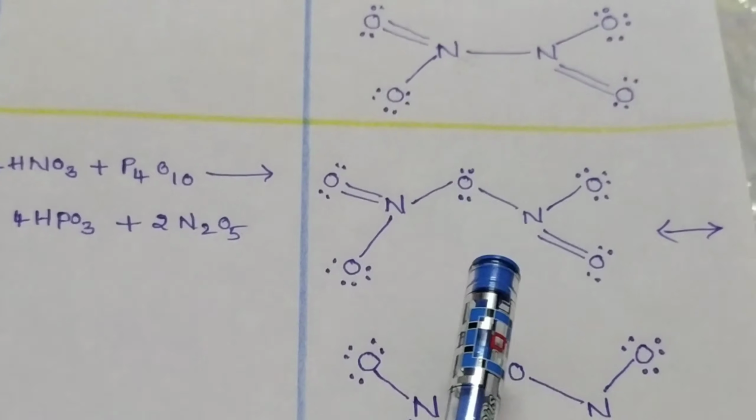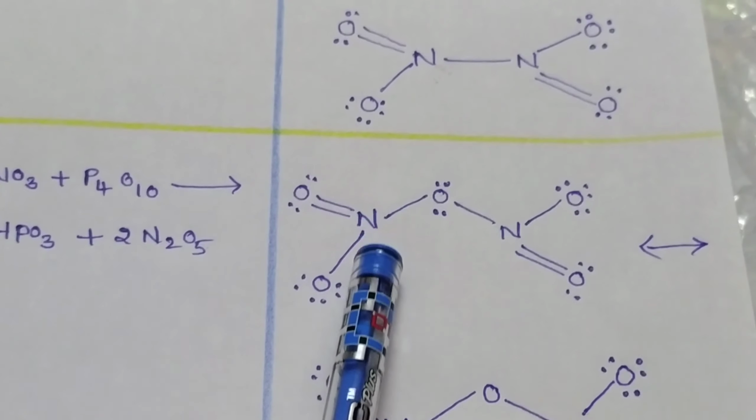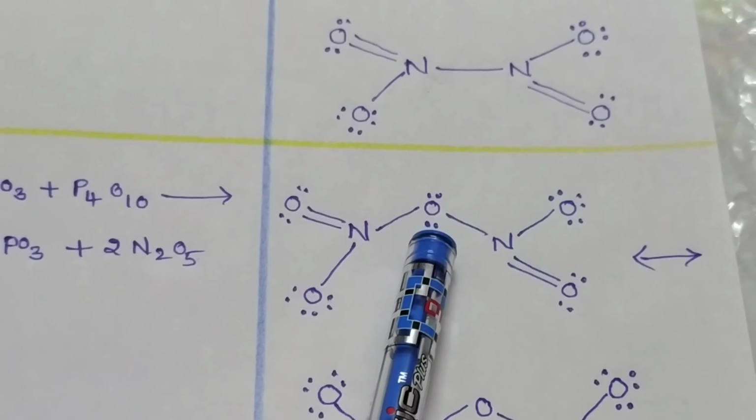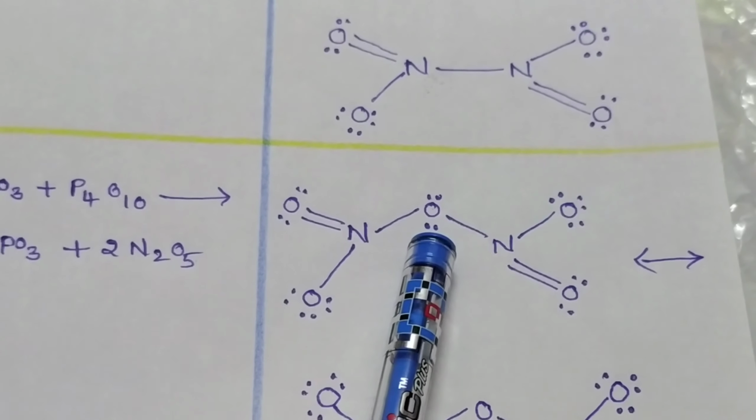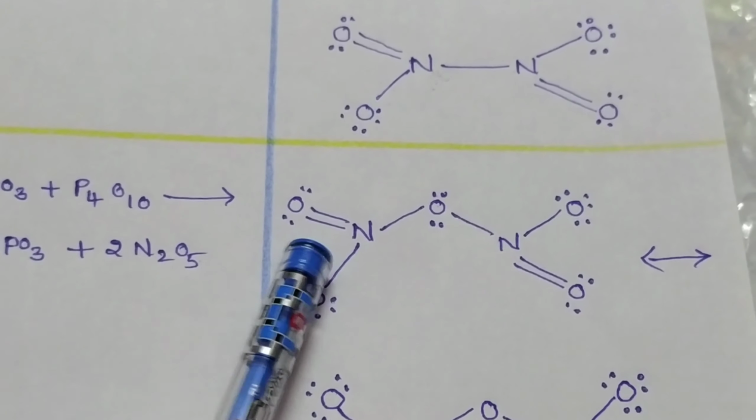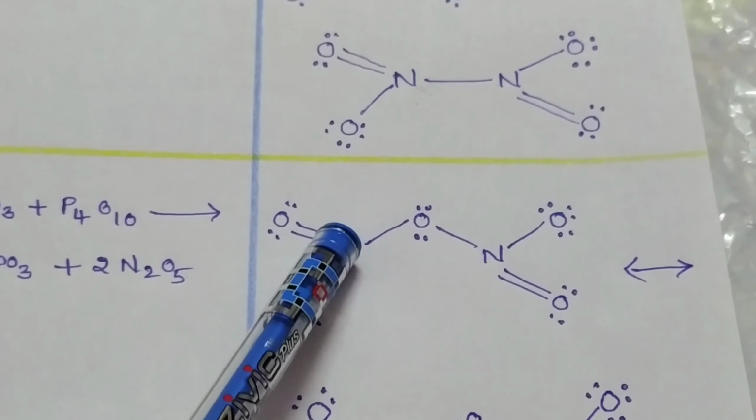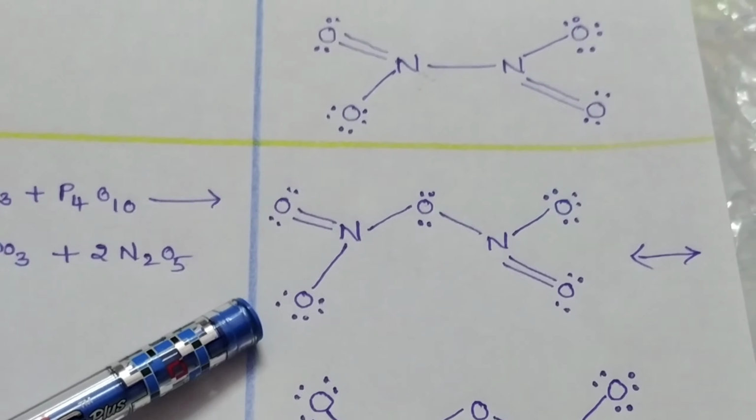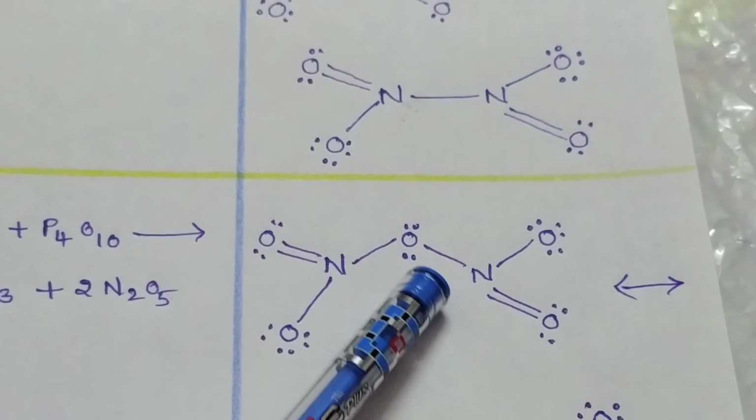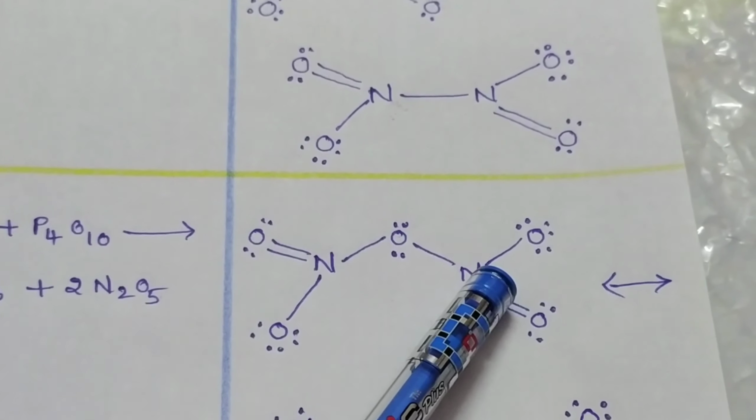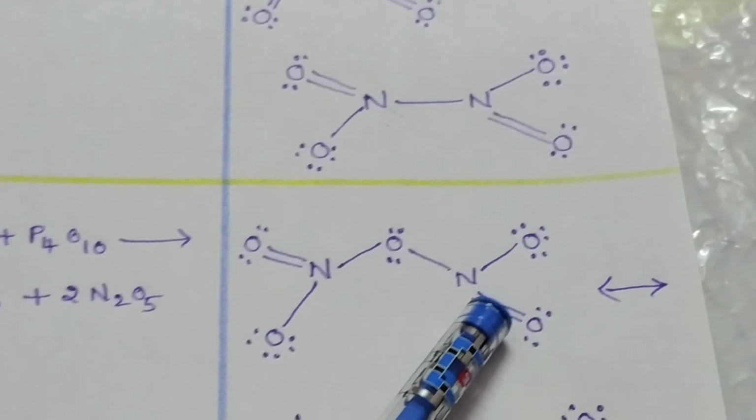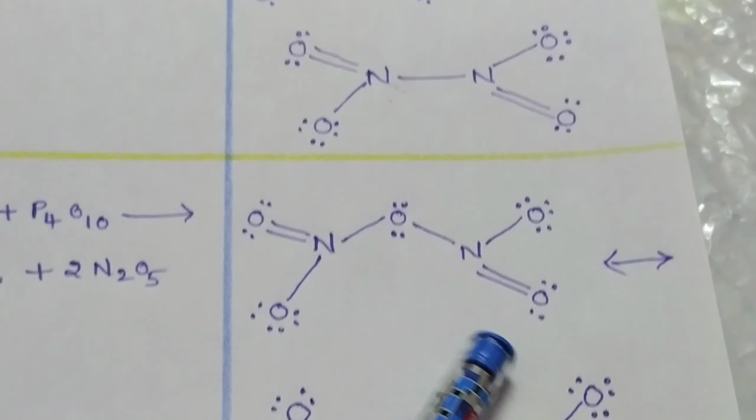Now we discuss the structure. Between the 2 nitrogens there is 1 oxygen atom with 2 lone pairs of electrons. Nitrogen and oxygen contain a double bond with 2 lone pairs of electrons, and between the nitrogen and oxygen there is a single bond with 3 lone pairs of electrons. Here between the nitrogen and oxygen there is a single bond with 3 lone pairs of electrons, and between the nitrogen and oxygen there is a double bond with 2 lone pairs of electrons.